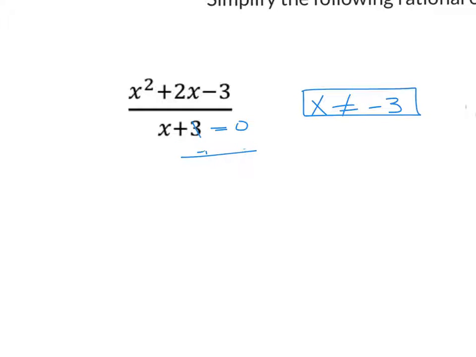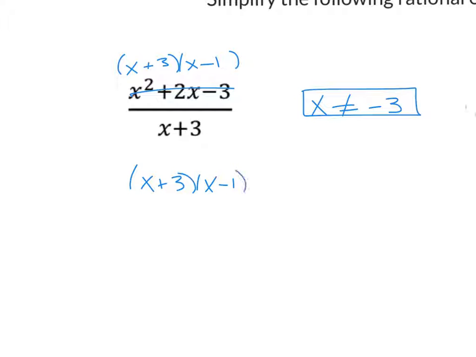Now that I've figured that out, I can go ahead and simplify. To simplify a rational expression, all you do is factor the top and bottom and see if you can cross anything out. So the top can be factored into x and x. The factors of -3 that add to 2 are 3 and 1, with a +3 and a -1. So what I have is x plus 3 times x minus 1, all over x plus 3. And if you notice, there are two binomials that can be crossed out. That's x plus 3 and x plus 3, and we are just left with x minus 1.